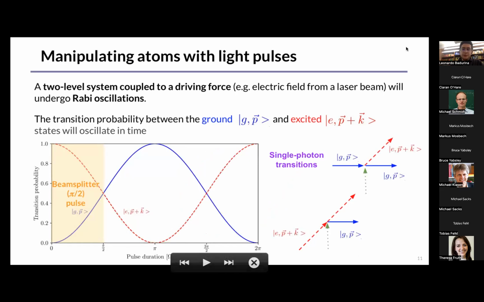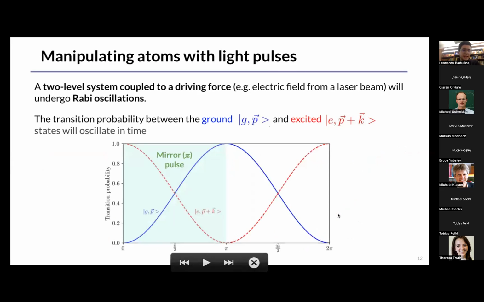In the case of single photon transitions, meaning if we had one photon driving the transition from one state to the next, then we can pictorially understand what's going on with these diagrams. If we have the ground state here with linear momentum P, and this green dotted arrow here, which represents a photon, then this will lead to this superposition of an excited and ground state. And similarly, we can understand the same phenomenon when we start off with an excited state.